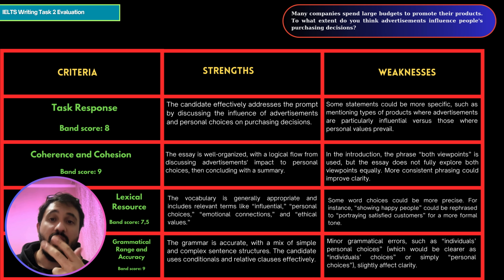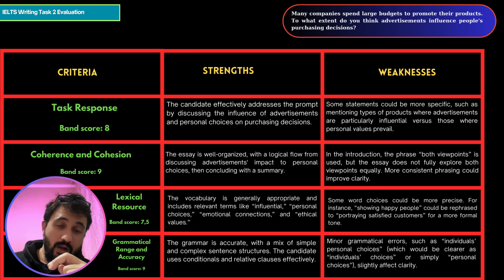So, third one, lexical resource. Okay, actually, the vocabulary source is generally appropriate and includes relevant terms like influential, personal choices, emotional connections, and ethical values, and really good to aim C1.